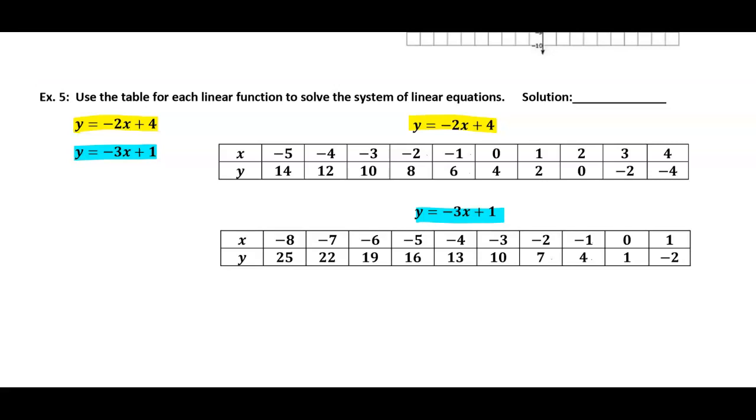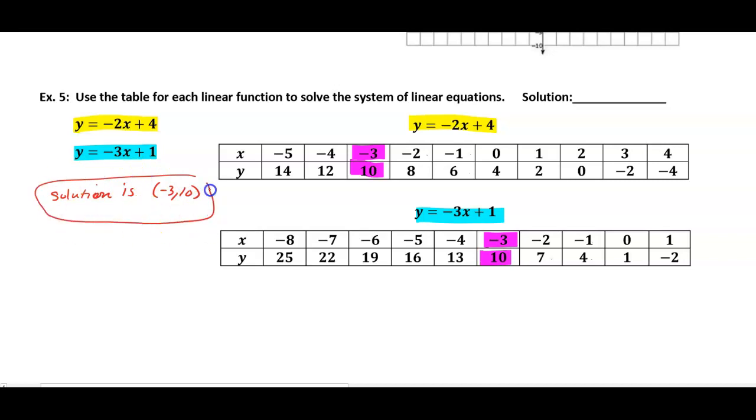So if I start looking, when x is negative 5 here, y is 14. Negative 5, 16 here. When x is negative 4, y is 12. Negative 4, 13. Doesn't match up. When x is negative 3, y is 10. Negative 3, 10. Right here, if you notice, this is the ordered pair that's in both tables. Therefore, the solution to this system is negative 3, 10.